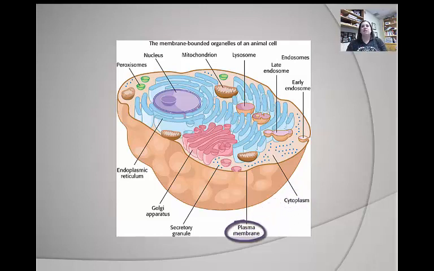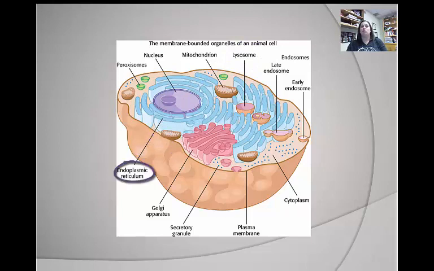Now within the cell with these different organelles, you see things like the mitochondria, which is a bean-shaped structure. This is the powerhouse of the cell. It creates energy. We also have the lysosomes. The lysosomes are going to clean up the area. They're the recycling center. Right around the nucleus, you're going to see that we have the endoplasmic reticulum.